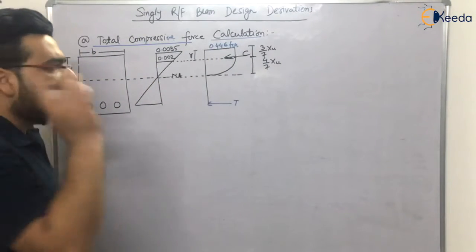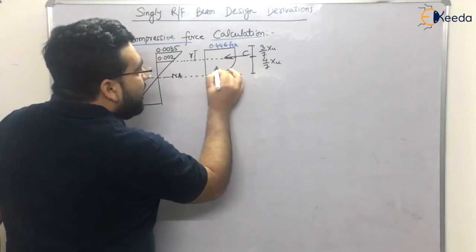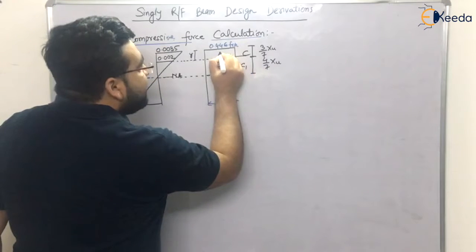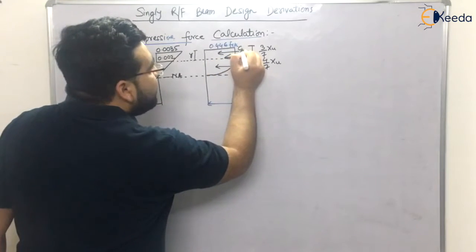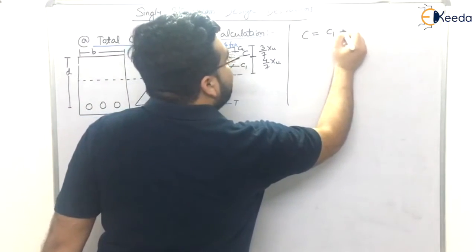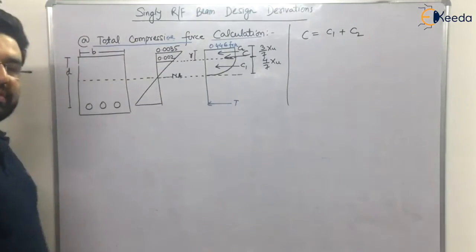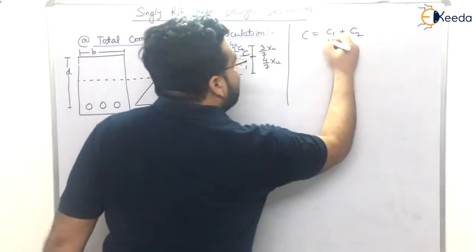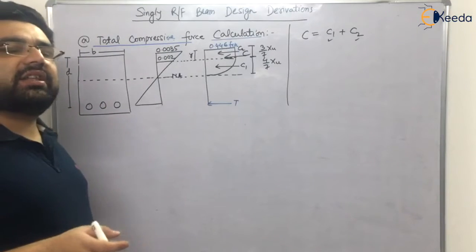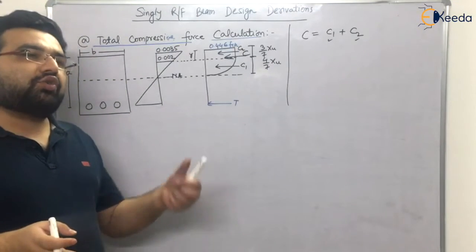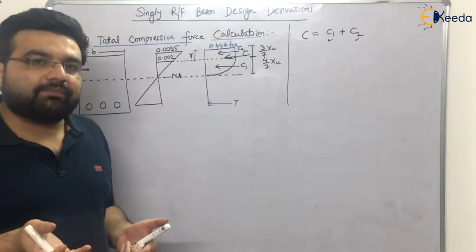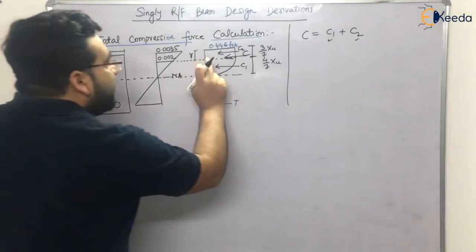To calculate C, let us assume that this parabola gives a force of C1, and this rectangle gives us a force of C2. So I can say that C is equal to C1 plus C2. Simple. Now I have to calculate C1 as well as C2. So how to calculate it? I have already done this in the working stress method. If you want to calculate force from a stress, you have to multiply with the area. Clear?